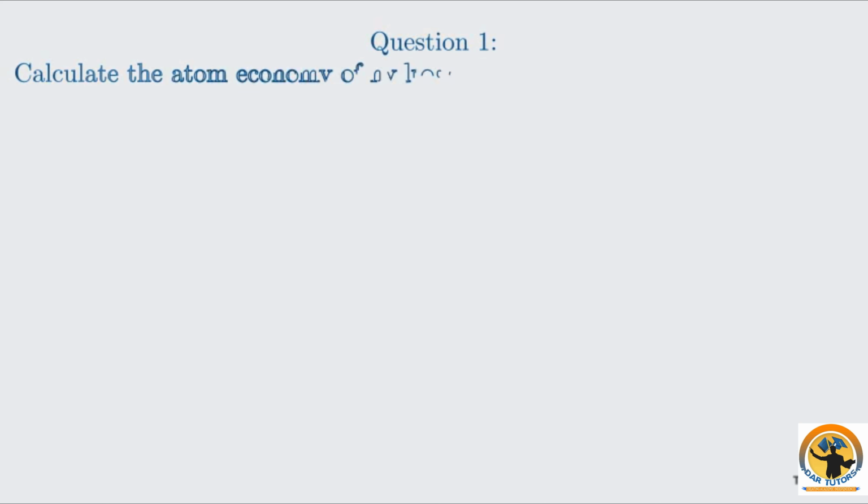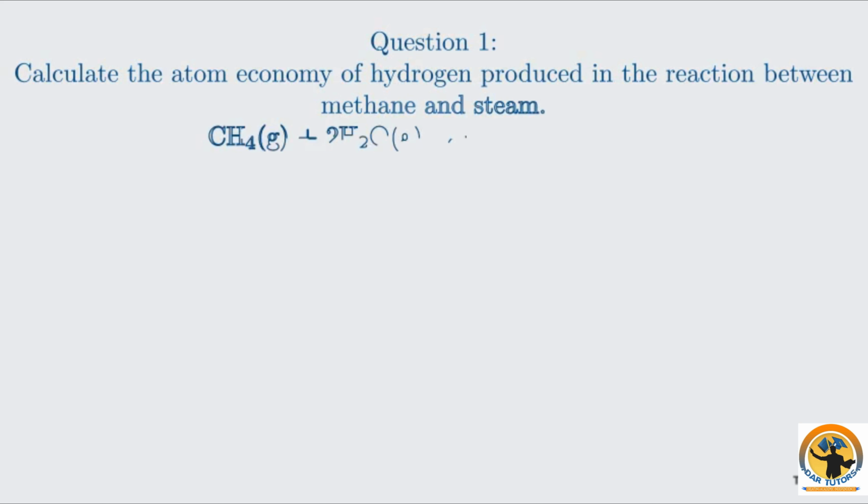Now let's put your knowledge to the test with some IB-style practice questions. Work through them on your own, and then we'll review the fully worked solutions. Question 1 asks you to calculate the atom economy for the production of hydrogen gas from methane and steam, given the balanced equation. Remember the formula for atom economy.